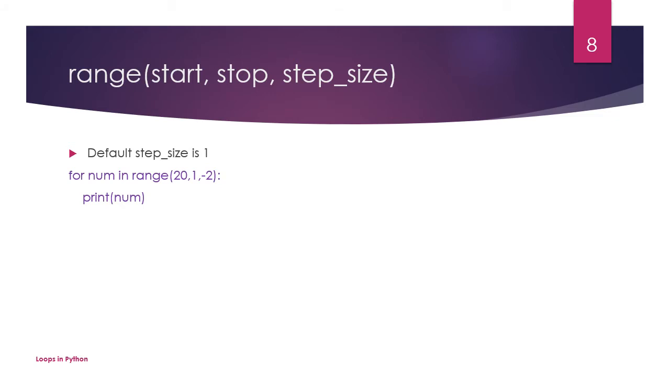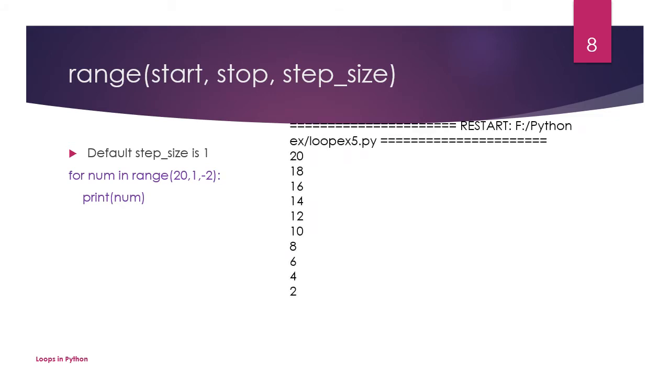The first element to be displayed will be 20. 20 minus 2, 18. 18 minus 2, 16. 16 minus 2, 14 and it goes on. And at last it will display 2. 2 minus 2 is 0 which is below the stop range. So the execution automatically stops.